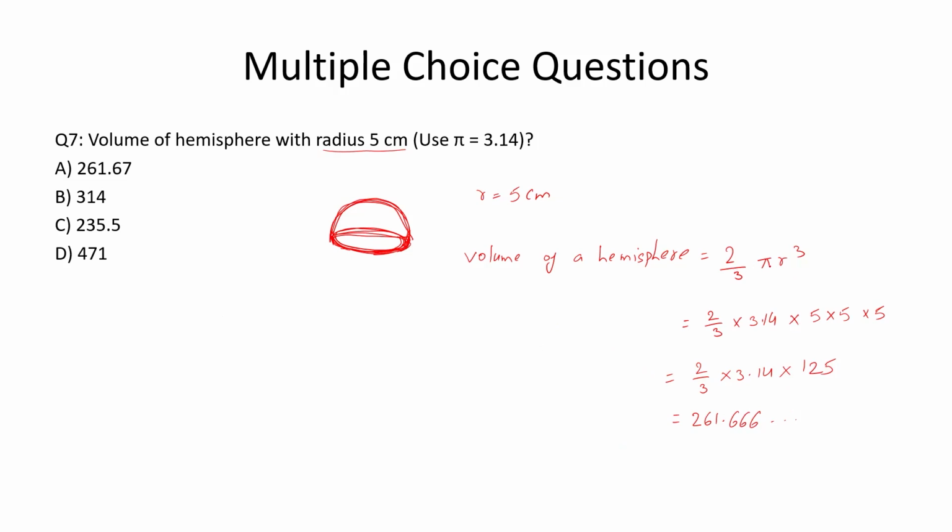Okay, can you tell me the unit? So this is a constant, no unit. This is a constant, no unit. R cube. R is given in centimeter, isn't it? So this is centimeter cube. So option A is correct.